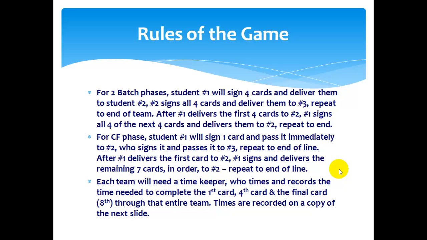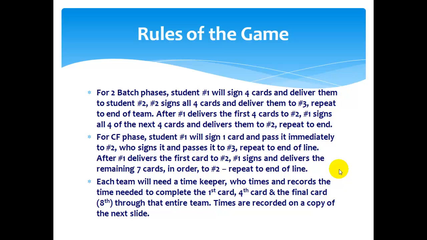In the third phase, the continuous flow phase, the student will sign 1 card and pass it immediately to number 2, who signs it and passes it immediately to number 3, and so forth down the line. After number 1 delivers the first card to number 2, number 1 signs and delivers the remaining 7 cards in order and passes them immediately when signed to number 2. And repeat this on down to the end of the line.